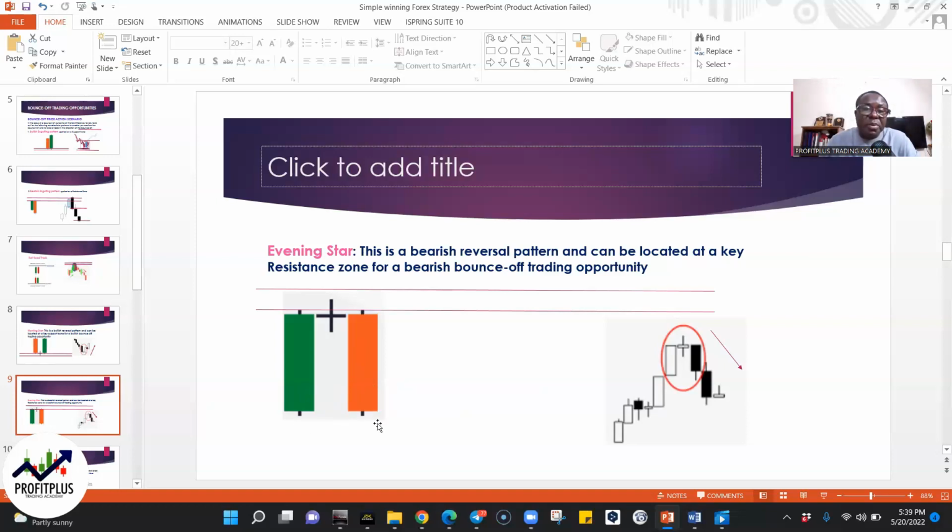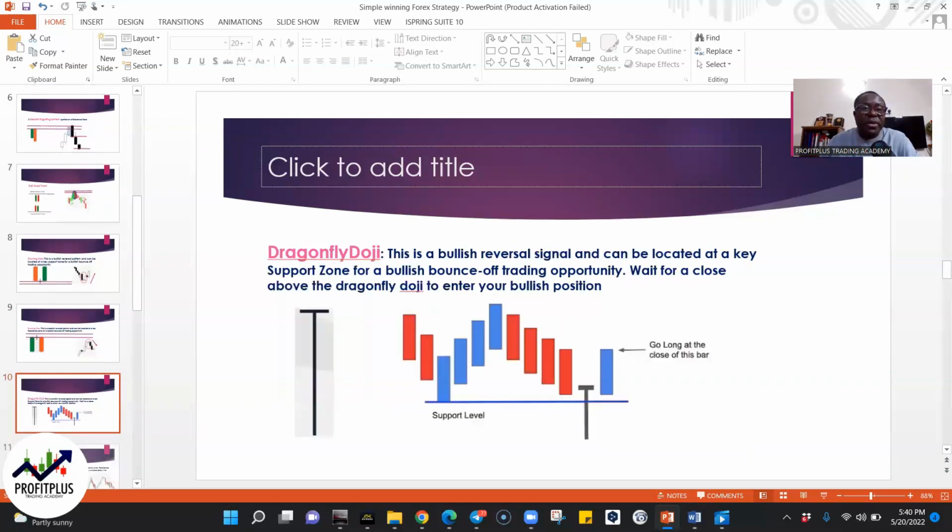Just come here 5 pips below that low and put your sell stop, and above the Doji there, you can put 5 pips as your stop loss, and then you enter a sell trade, expecting the market to begin to push downwards. We see another scenario here.